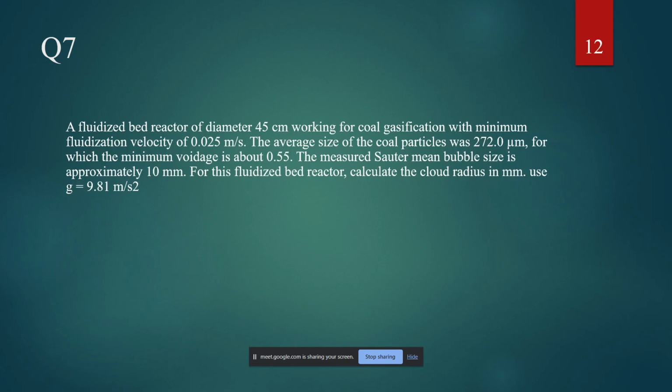So it is given that bed diameter is 45 centimeter working for coal gasification with minimum fluidization velocity of 0.025 meter per second. The average size of coal particles was 272.0 micrometer, for which the minimum voidage is 0.55. The mean bubble size is given as 10 mm. For this fluidized bed reactor, calculate the cloud radius in mm. G is equal to 9.81 meter per second square is given. So we'll see how to solve this.